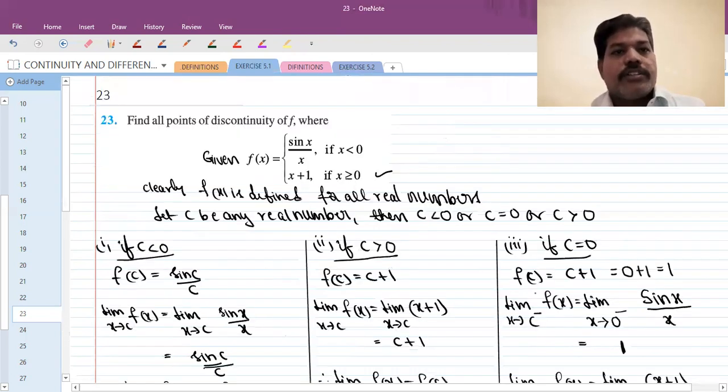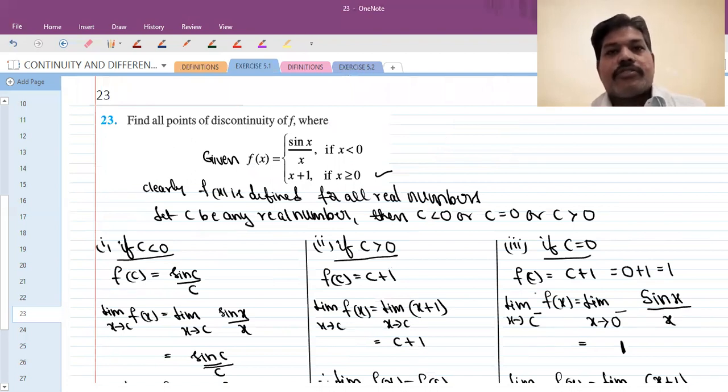See that question, students? Given points of discontinuity, how to calculate that? First, where the function is defined: less than 0, greater than 0, and equal to 0. In these cases the function is defined. So that's why we clearly take that f of x is defined for all real numbers.